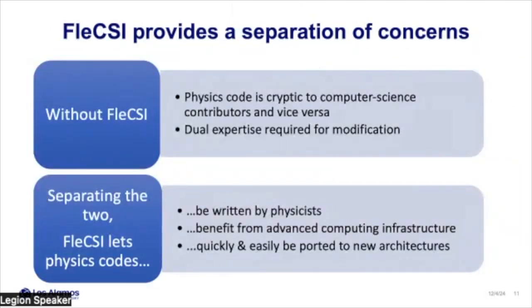The second main design decision driving FlecSI was the idea of a separation of concerns. In our codes, the physics can be quite cryptic for computer scientists to interpret, and vice versa. So if we need to modify existing codes, often we need to find somebody with the dual expertise. So the idea with FlecSI is that the physicists can write the physics and the computer scientists can write the computer science. And then additionally, the code will be quickly and easily portable to new architectures.